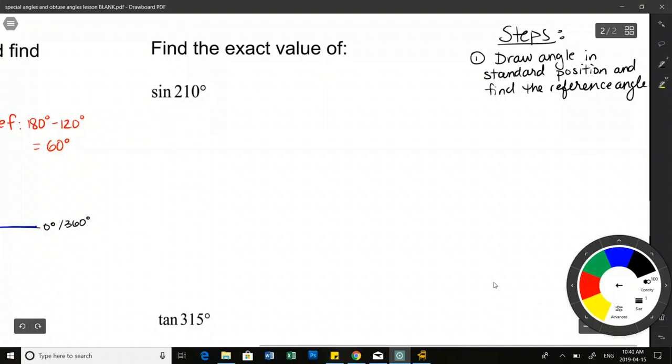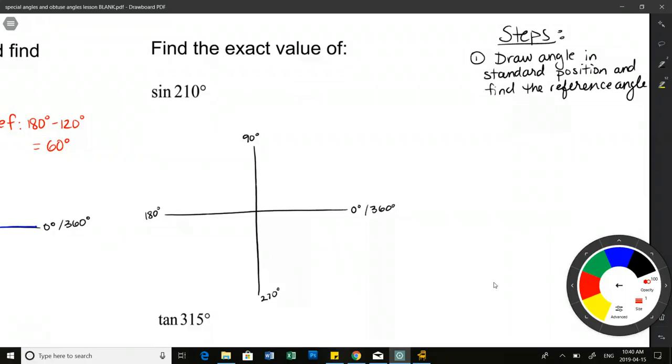Okay, so the very first thing that I'm going to do here is draw my grid. Again, I said we're going to draw this a lot, and I meant we're going to draw it a lot. Then I'm going to place 210. It doesn't matter if it's super accurate, but just place 210 approximately where it should be. I know for sure it's between 180 and 270, and it's probably a bit closer to 180 than 270. So we'll just draw it in right here.